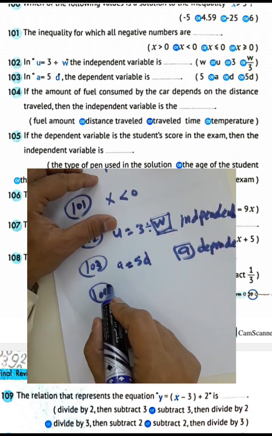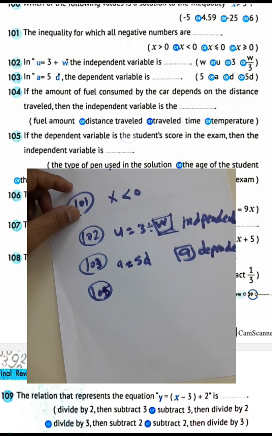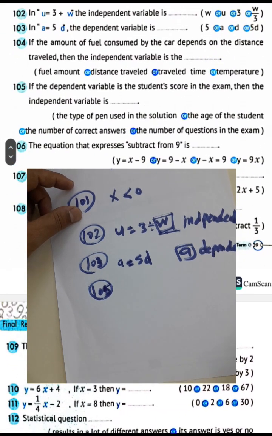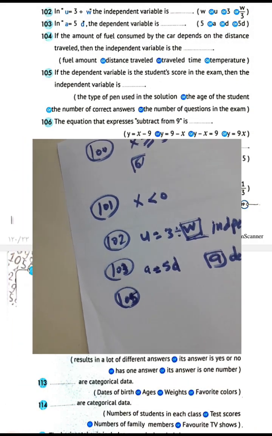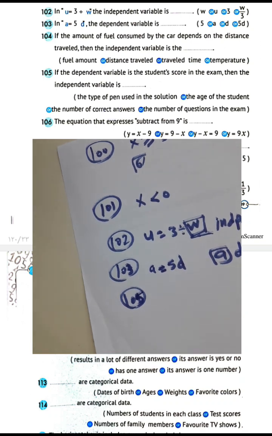Question 105. If the dependent variable is the student score in the exam, then the independent variable here, we can talk about the dependent variable being the student score. The result will be what? The number of correct answers. The independent variable is the number of correct answers in the exam.